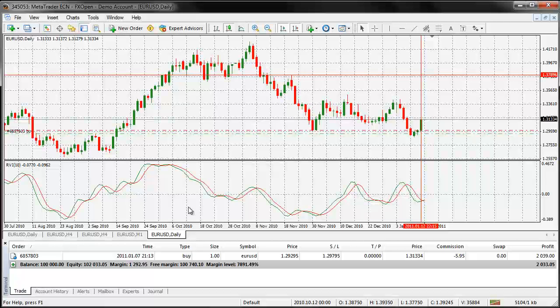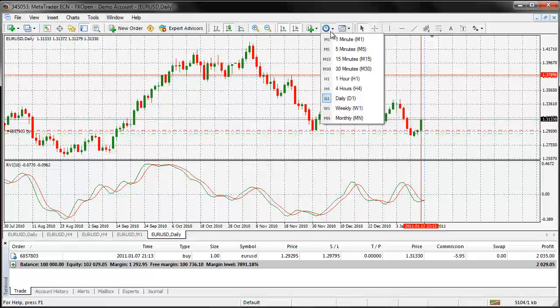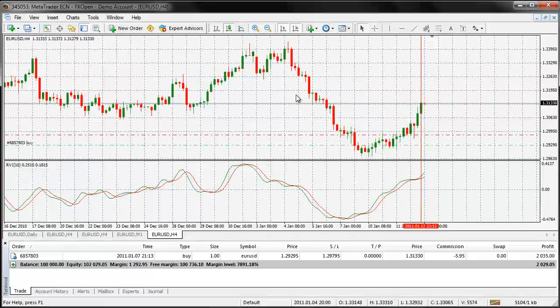But again, sometimes this doesn't always ring true, because you'll get a cross here and then it'll come over here as well. So you've got to try and find a way of filtering out these possible occurrences where you could lose the trade. To be on the safe side, let's bring this down to 4 hours so we can find more examples.